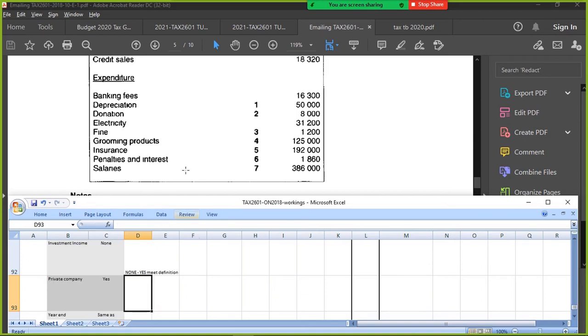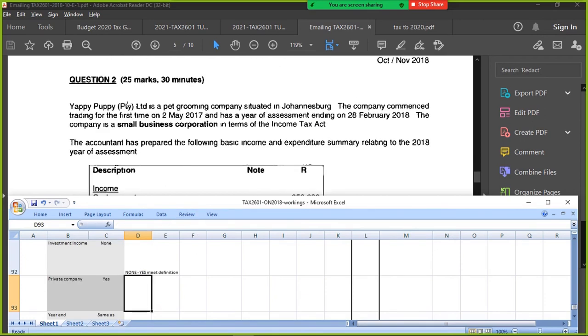Was it a private company? Yes, it was. P2Y Ltd. Was the year end the same as the individual? Yes, it was. So will they meet the definition of a micro? Yes.